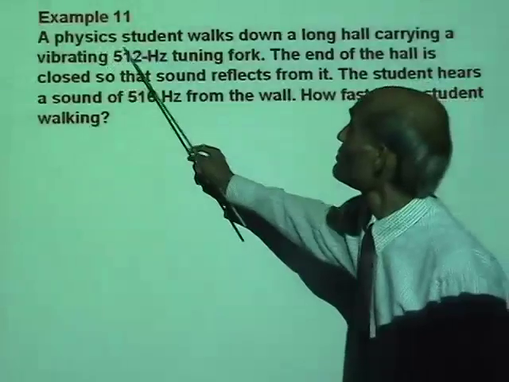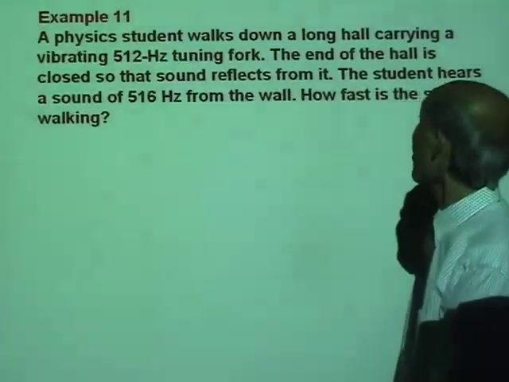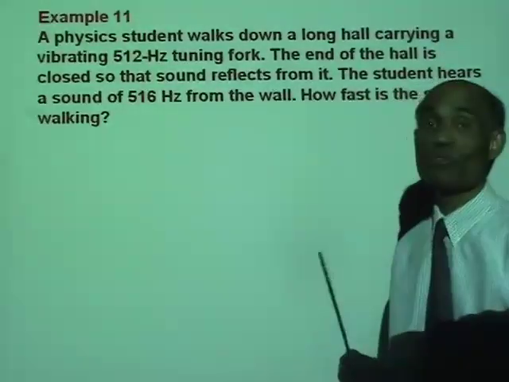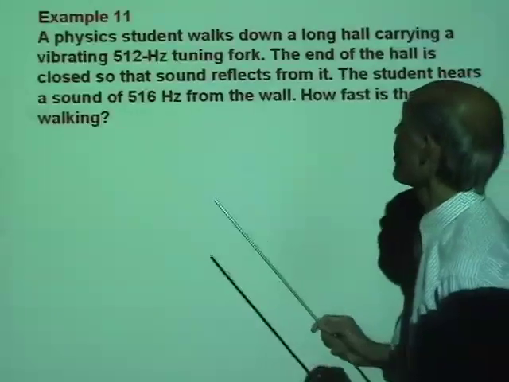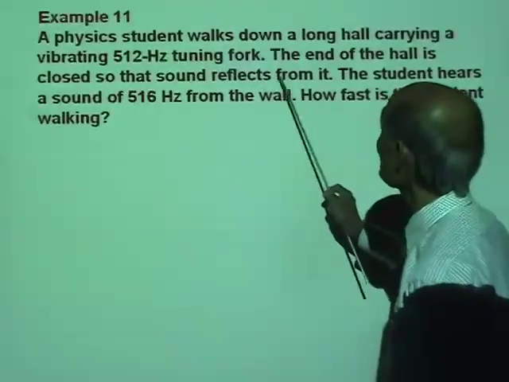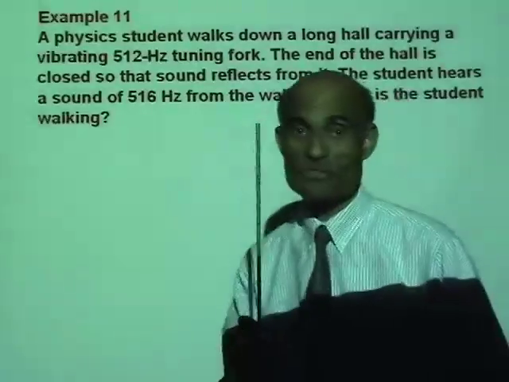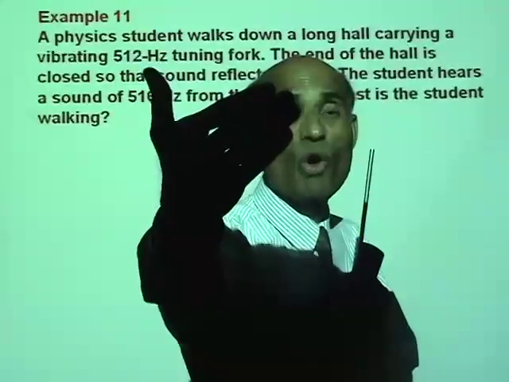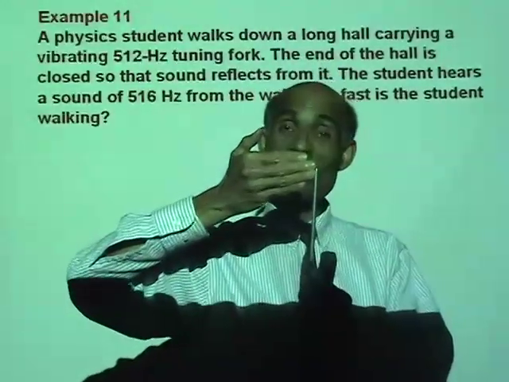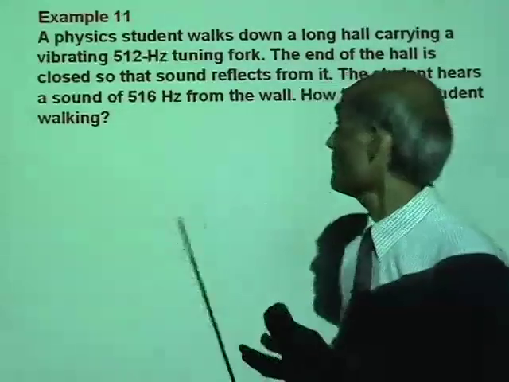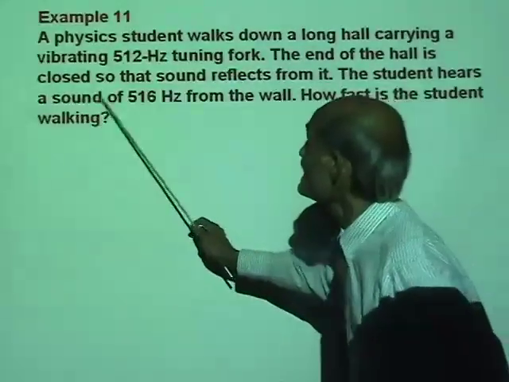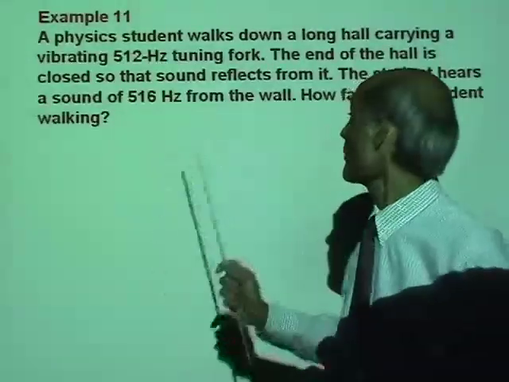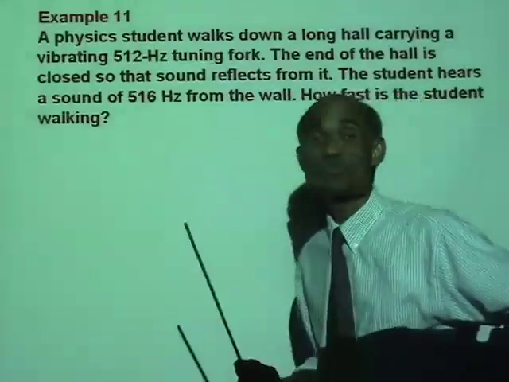A physics student walks down a long hall carrying a vibrating 512 Hz tuning fork. The end of the hall is closed so that the sound reflects from it. So as the student walks down the hall, the sound gets reflected from the wall in front and is received by the student. Now, the student hears a sound of 516 Hz from the wall. Alright? Now, how fast is the student walking?